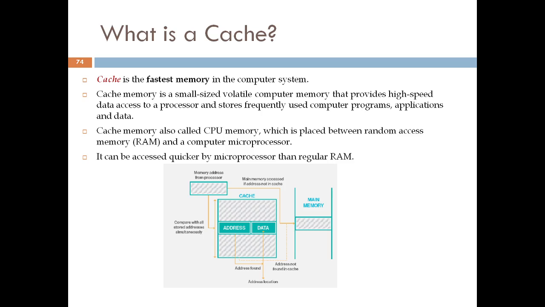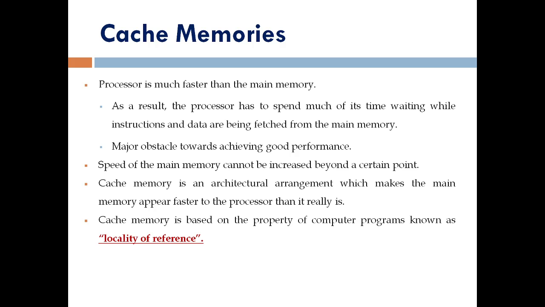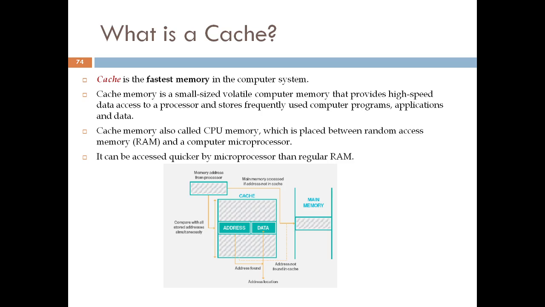Cache is the fastest memory in the system. It is a small-sized volatile computer memory that provides high speed data access to the processor in terms of some nanoseconds, and stores frequently used computer programs, applications and data. Cache memory, also called CPU memory, is placed between random access memory and the computer microprocessor. It can be accessed quicker by the microprocessor than regular random access memory or main memory.